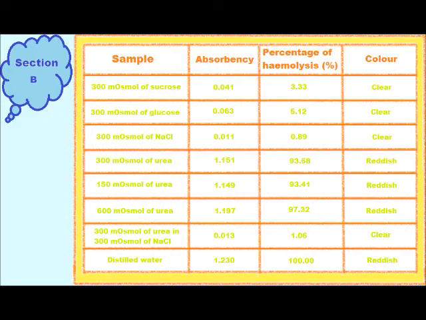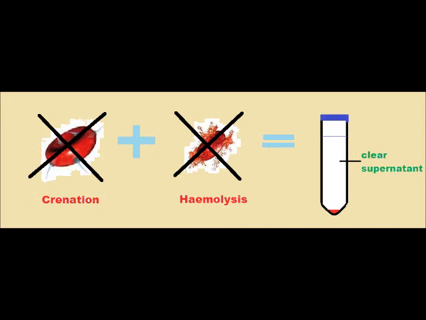In this experiment, the percentage of hemolysis for 300 milliosmol of sucrose, 300 milliosmol of glucose, and 300 milliosmol of NaCl are 3.33%, 5.12%, and 0.89% respectively. There is a low percentage of hemolysis because the amount of water molecules leaving and entering the cell are at the same rate. Thus, no crenation or hemolysis occurred, which made the supernatant remain clear without any hemoglobin inside.